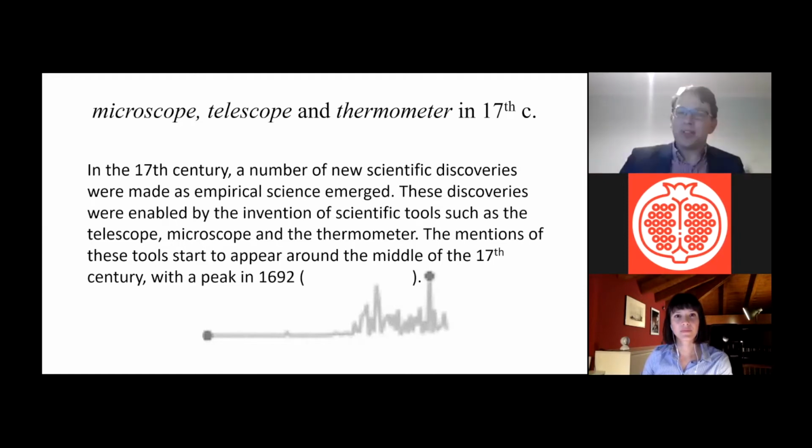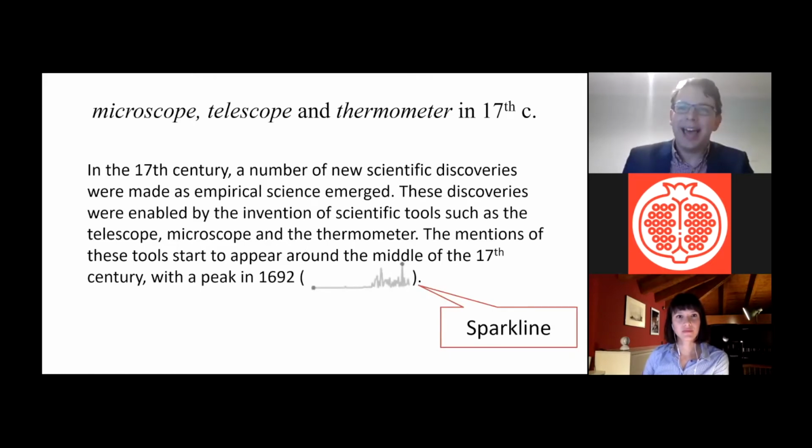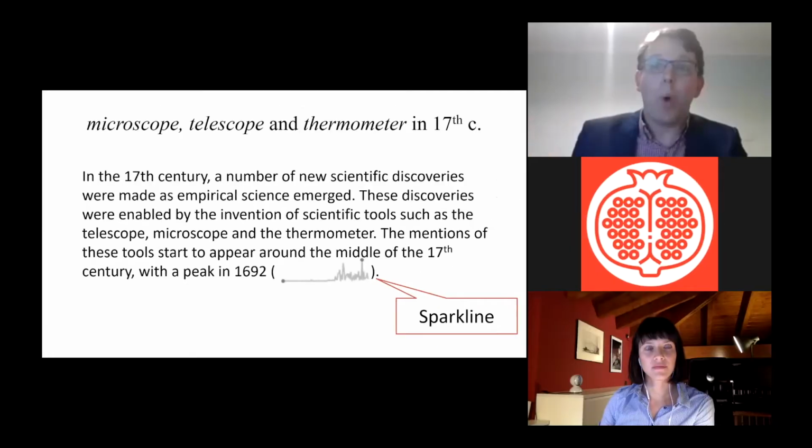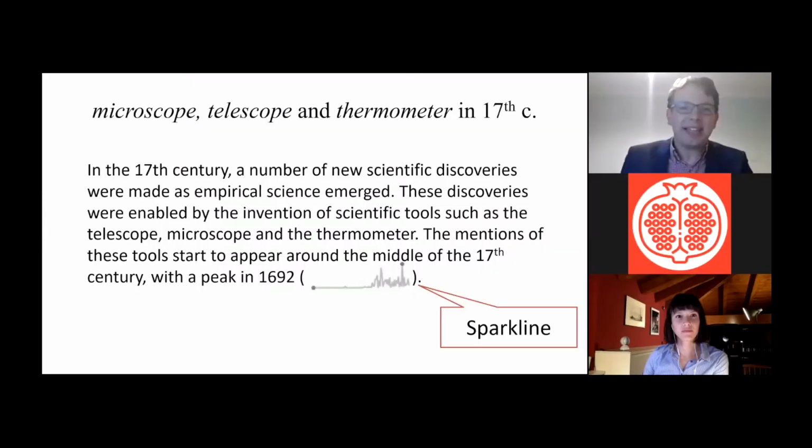This is an example of a line graph that we call a sparkline, a very useful form of scientific presentation where 100 different points of data are summarized in a tiny graph that is the size of a single word, which can fit very easily in our text, in our scientific report, if you like. So here's a real example of how visualization can support our understanding of historical discourse and scientific discourse in particular.